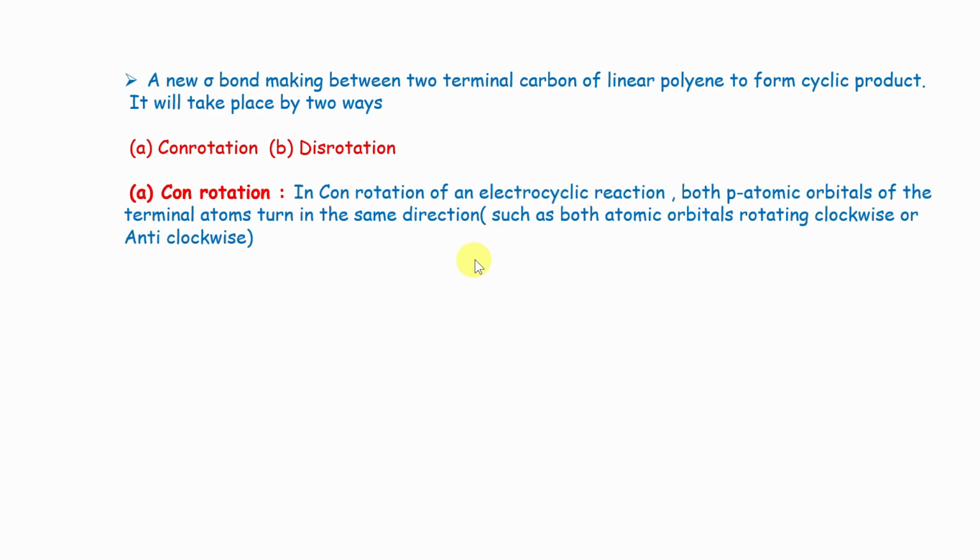In an electrocyclic reaction, a new sigma bond is made between the 2 terminal carbons of a linear polyene to form a cyclic product. It will take place in 2 ways, either by a conrotatory process or by a disrotatory process. Conrotation: in conrotation of the electrocyclic reaction, both the p atomic orbitals of the terminal atoms turn in the same direction, such as both atomic orbitals rotating clockwise or anti-clockwise.